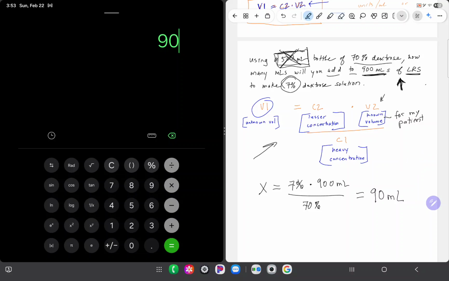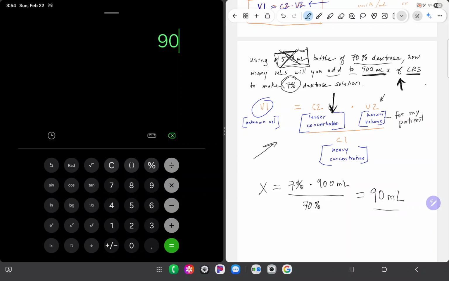I said, well, yeah, I got this number, but don't I have to do something with weight? Not on this equation. When you see C1V1, C2V2, you are not figuring out anything by weight. This is just by diluting. You are literally just diluting heavy concentration down to lesser concentration so that we can trickle in a little bit of dextrose over the hours so that the patient's glucose can get a little bit higher and stabilize.